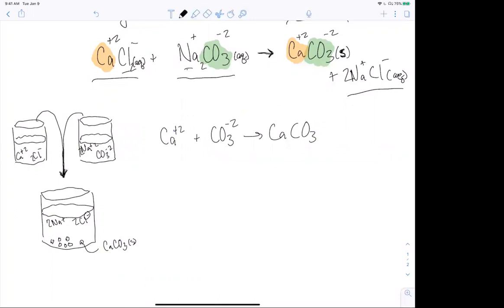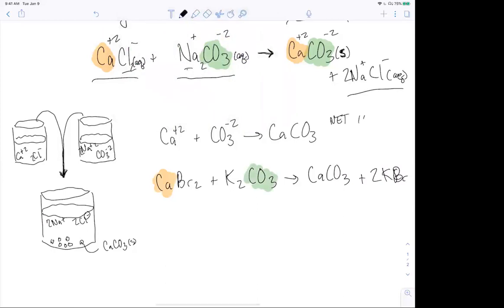Like, I could take calcium chloride, for example, up here and replace it with calcium bromide. And I could replace sodium with potassium. And I would still get calcium carbonate out of this. Only now the salt I would be forming would be potassium bromide. And so the net ionic equation for either one of these is the same.